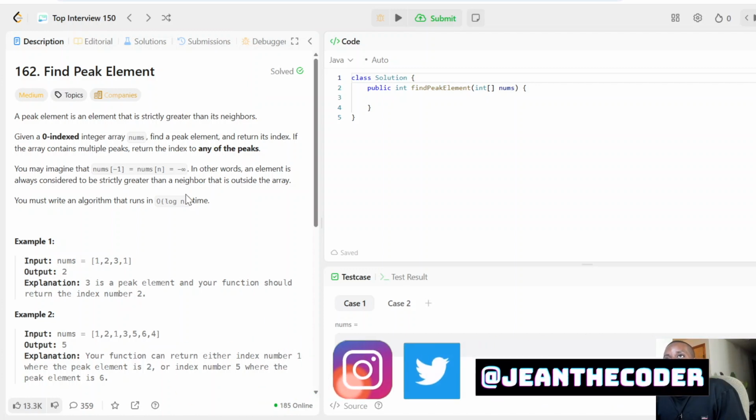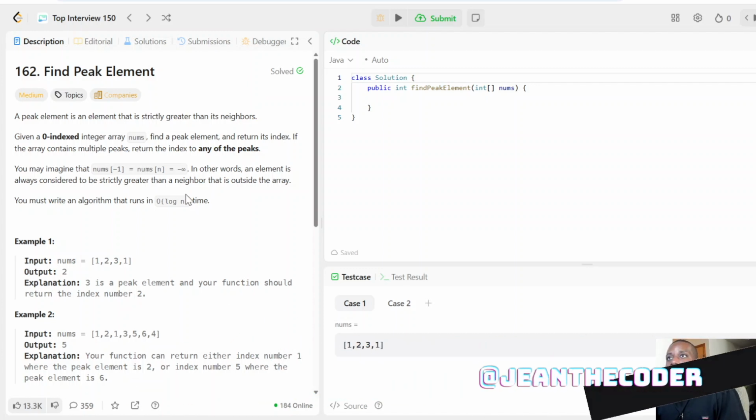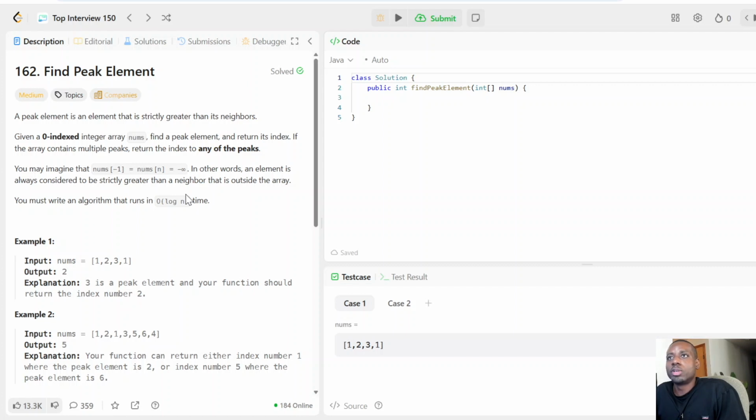Today we have a very good problem for you guys called Find Peak Element. It's a very good problem, so make sure you pay close attention to the problem statement. A peak element is an element that is strictly greater than its neighbors. Given a zero-indexed integer array nums, find a peak and return its index. If the array contains multiple peaks, return the index to any of the peaks.